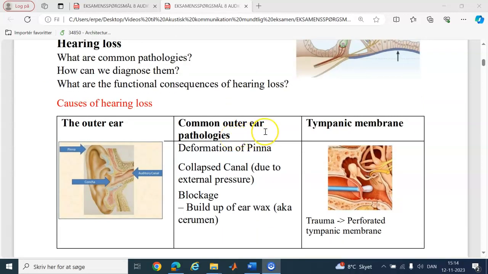We have the outer ear. Common outer ear pathologies are deforming of the pinna, collapsed canal due to external pressure, blockage, and build up of earwax, called cerumen, and typical eardrum trauma, perforated tympanic membrane. I have some experience with that.